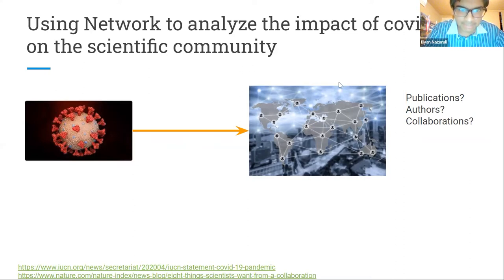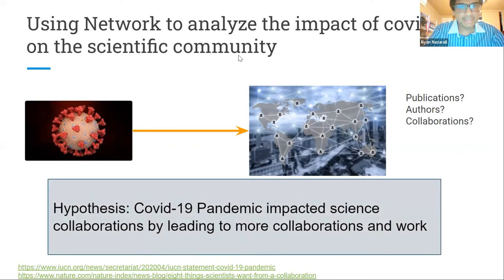And so what I'm going to do is use network science to analyze the effect of COVID-19 on the scientific community. What effect did COVID have on publications and authors and the connections, basically the collaborations between the authors? My hypothesis is that COVID-19 is going to impact science collaborations by leading to more collaborations because it moved to more virtual platforms, which will make collaborating easier.